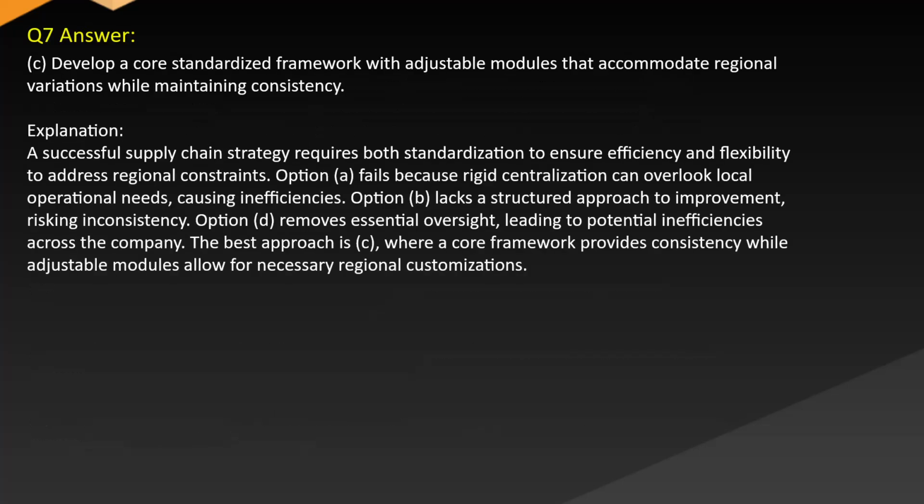Answer: C. Develop a core standardized framework with adjustable modules that accommodate regional variations while maintaining consistency. Explanation: a successful supply chain strategy requires both standardization to ensure efficiency and flexibility to address regional constraints. Option A fails because rigid centralization can overlook local operational needs, causing inefficiencies. Option B lacks a structured approach to improvement, risking inconsistency. Option D removes essential oversight, leading to potential inefficiencies across the company. The best approach is C, where a core framework provides consistency while adjustable modules allow for necessary regional customizations.